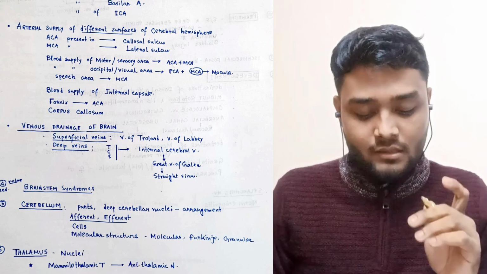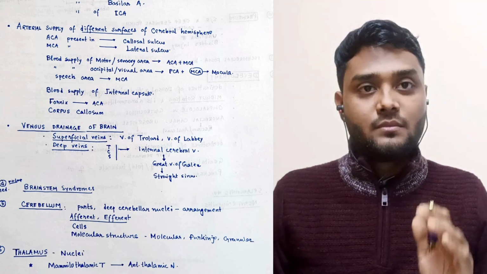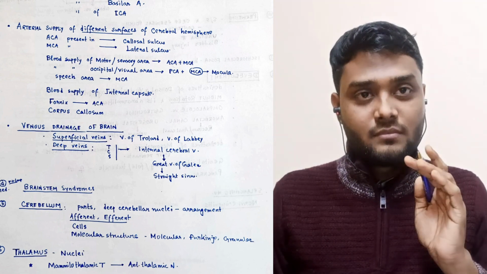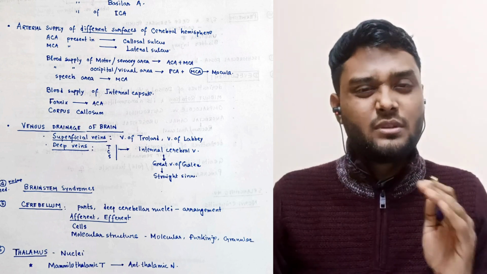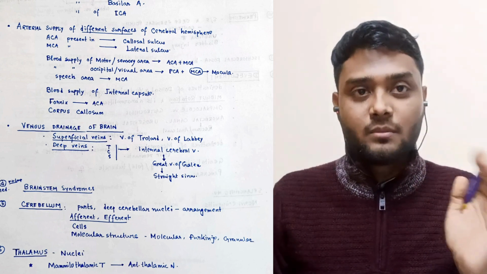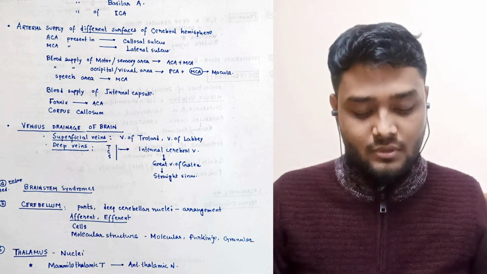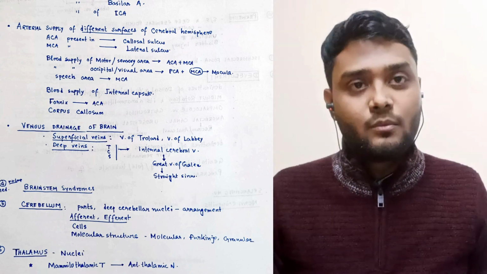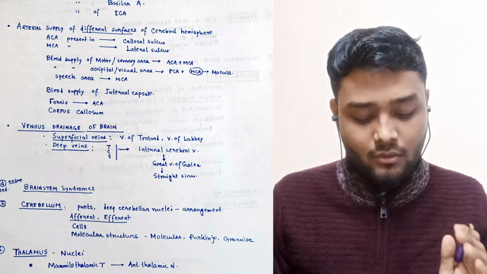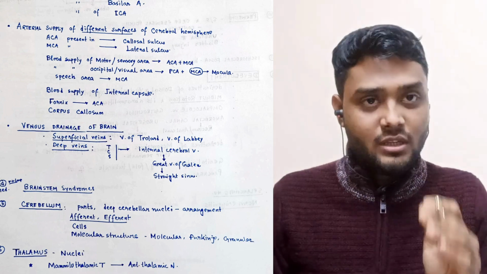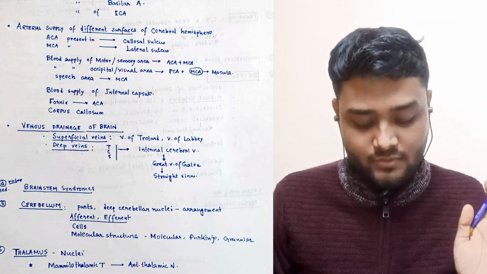Okay. Then comes the brainstem syndromes. You will read it clinically, in detail in medicine, so try to read the brainstem syndromes from medicine also. Okay. Then comes the cerebellum. What are the parts of the cerebellum? What are the deep cerebellar nuclei? What are the afferents and efferents of the cerebellum? And also read the microscopic structure: the molecular layer, Purkinje layer, and the granular layer of the cerebellum.